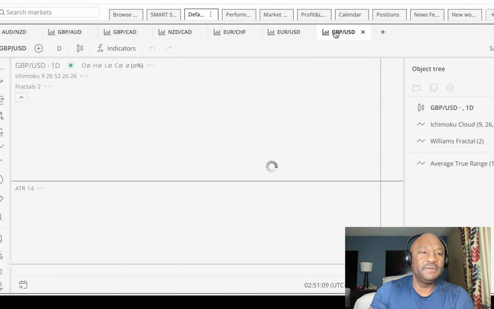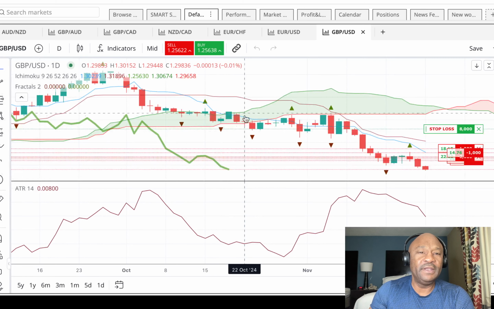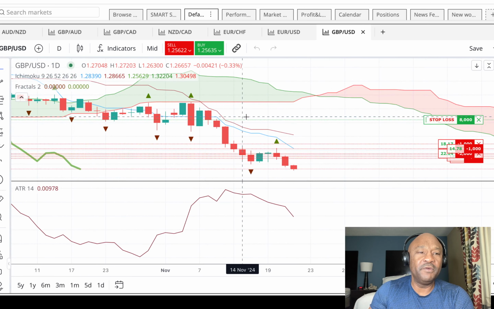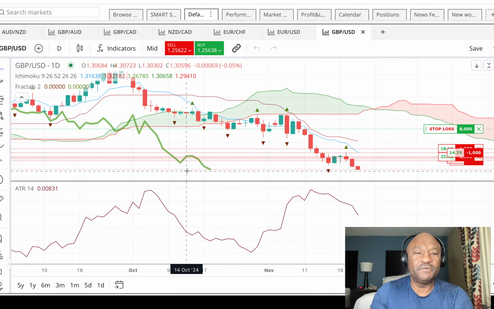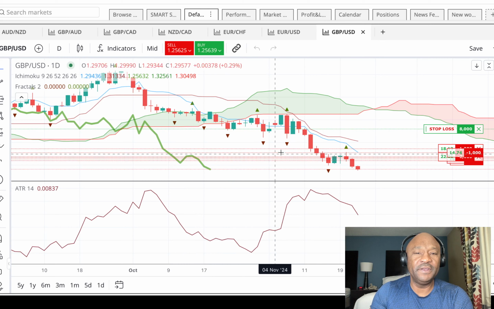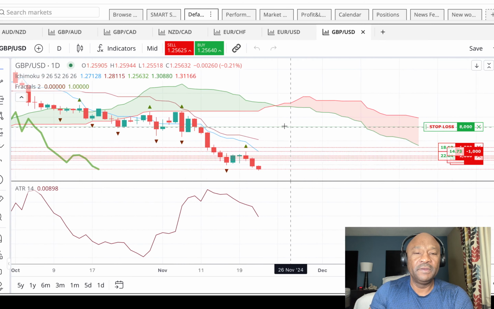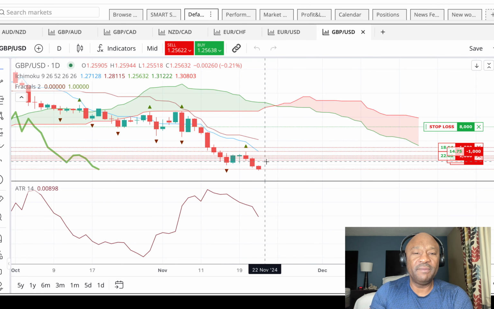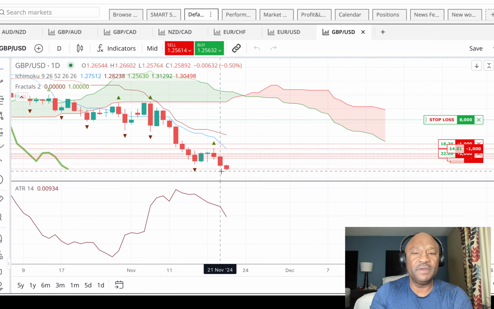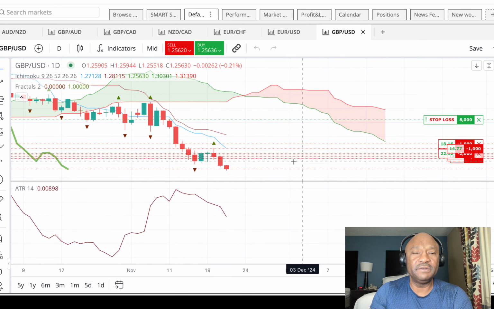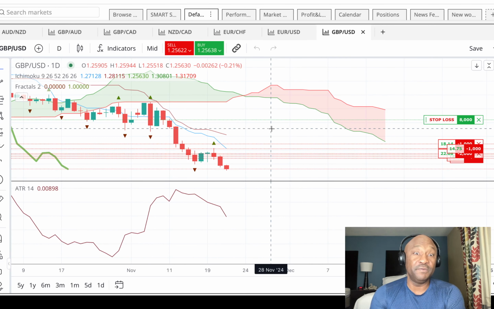Last but not least, the Great British Pound, US dollar. Lagging span is far beneath the price action here. You got your baseline pointing downward. It's not flattening out at all. You got your conversion line pointing downward. And for the last 3 days, this has gone down and broken the previous low. So this has room to drop as well. Nice red cloud. This is another beautiful trade to consider. This is really a beautiful trade.